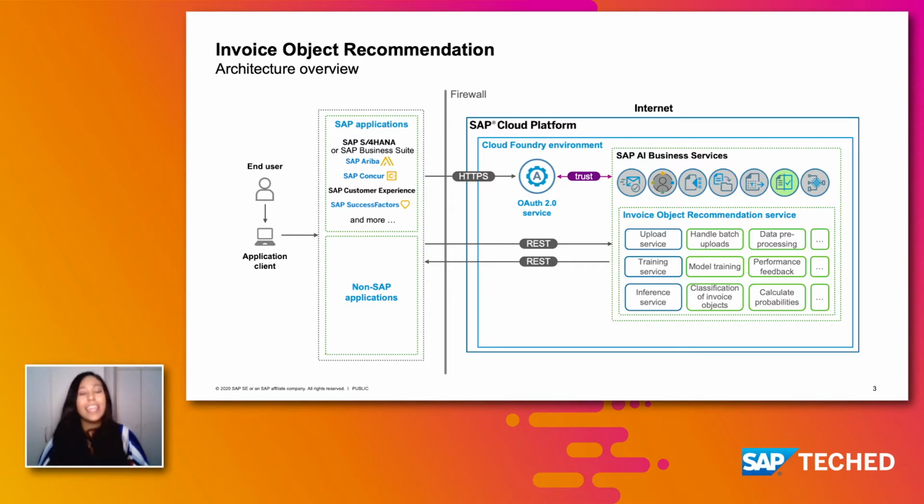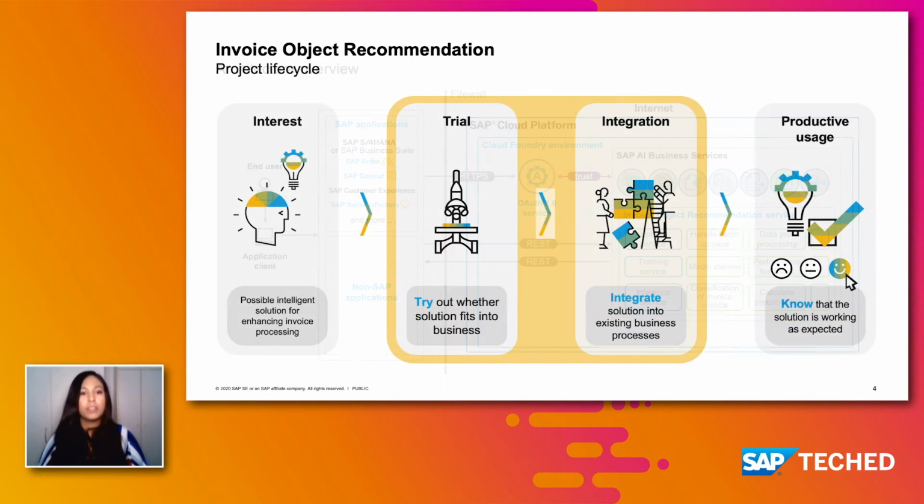Third and last, the inference service. The classification of invoice objects refers to when the best fitting invoice objects based on extracted patterns are found, followed by the calculating probabilities where the return targets contain certain confidence.